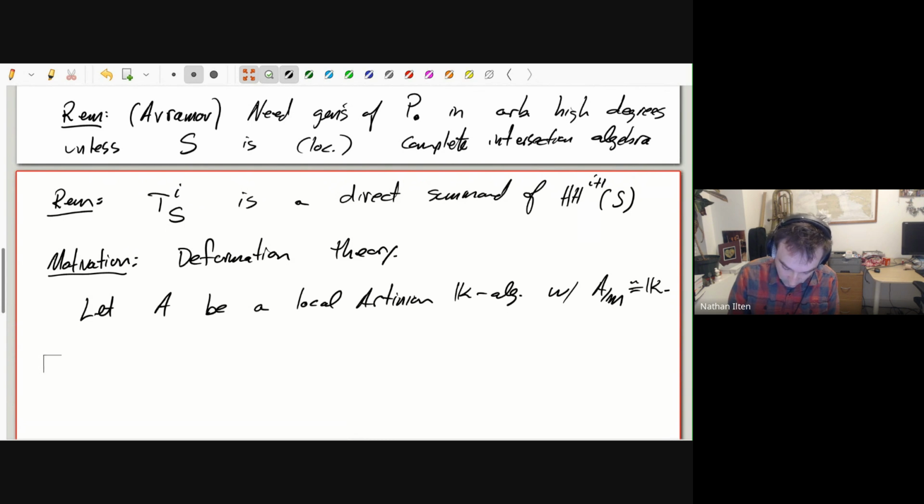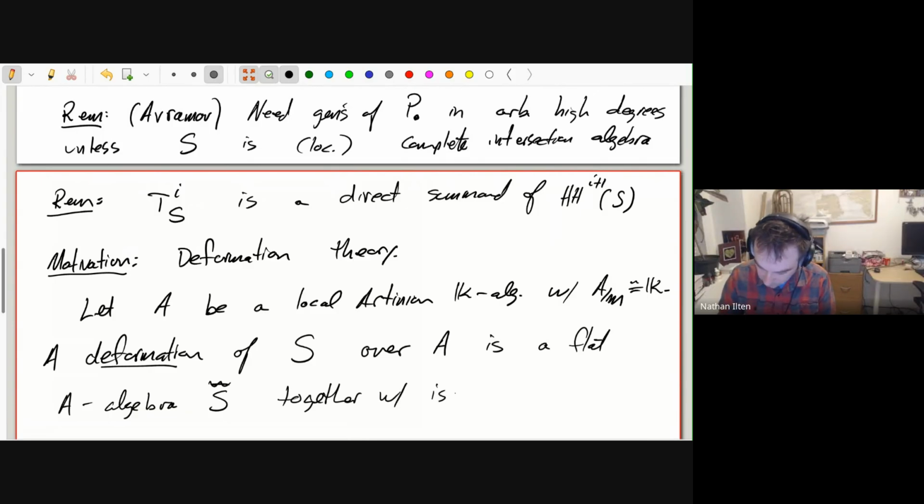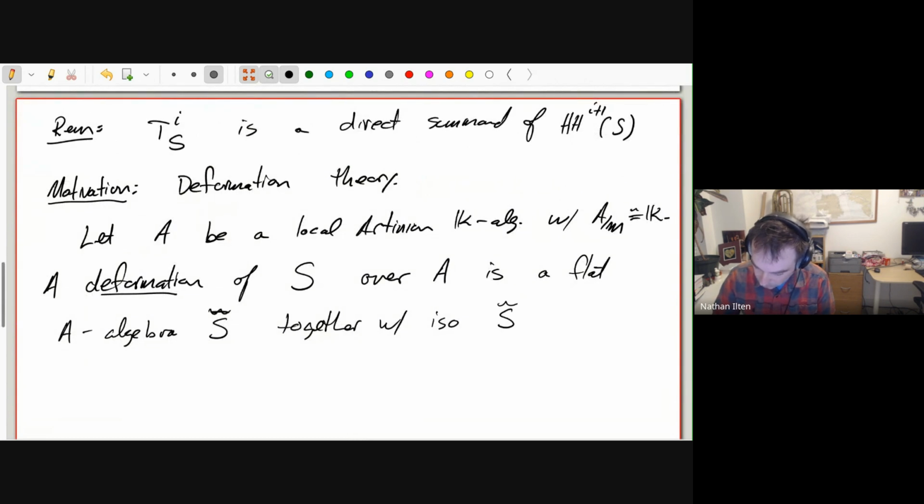And so we'll say a deformation of my algebra S over this Artin ring A is a flat A algebra S twiddle together with an isomorphism from S twiddle tensor over A with the residue field back to my original algebra S.